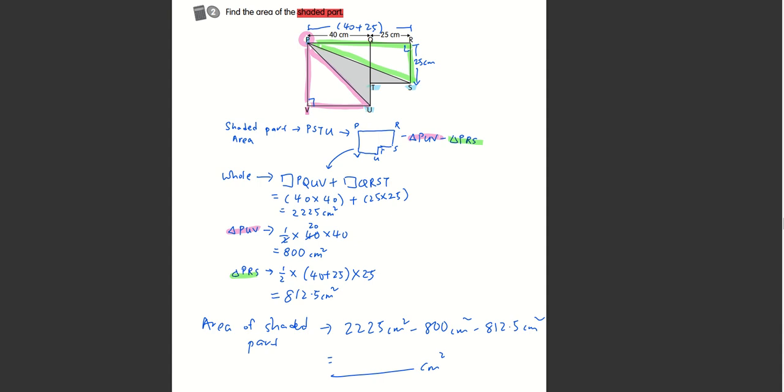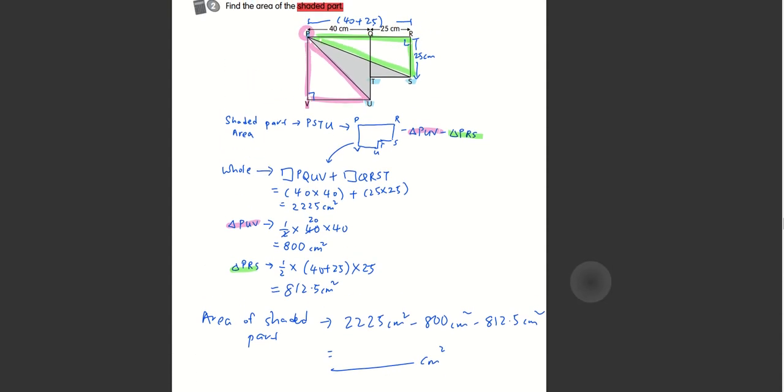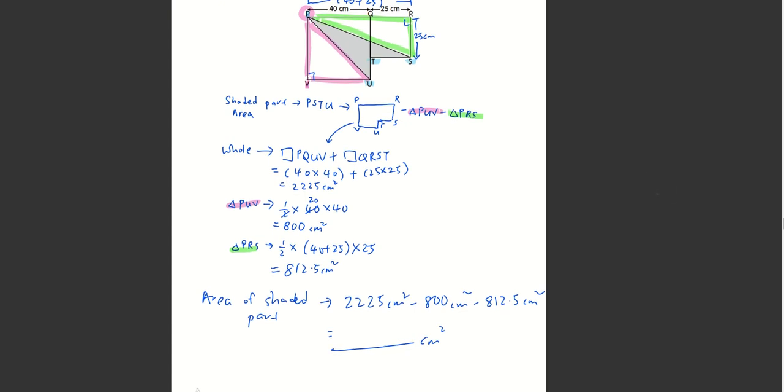That's the answer for this question. Level 3, page 134, area of triangles involving composite figures. I hope you are becoming an expert right now in solving questions such as this.